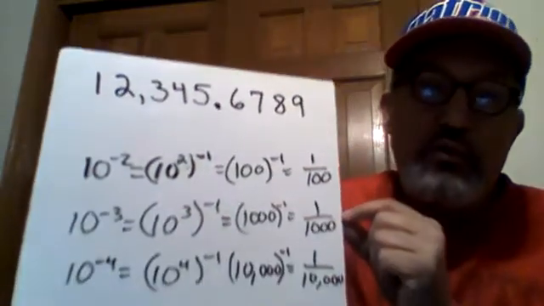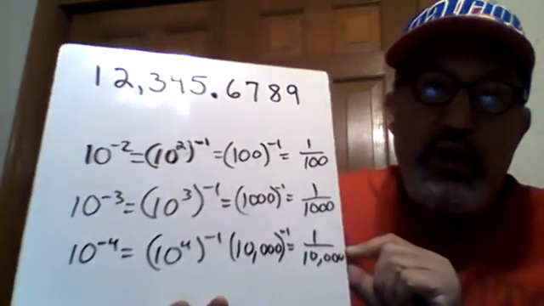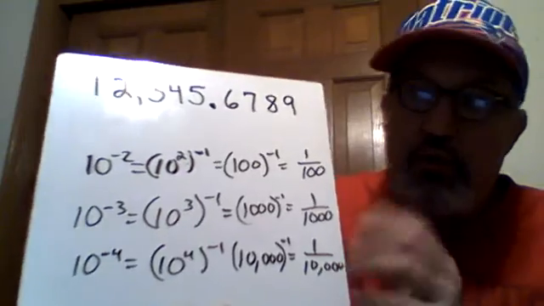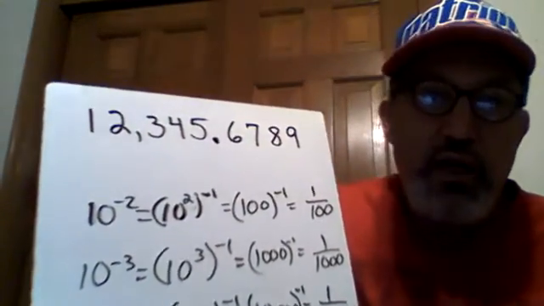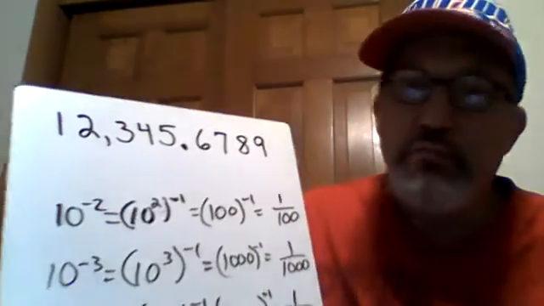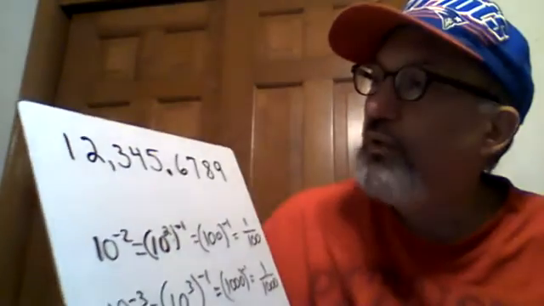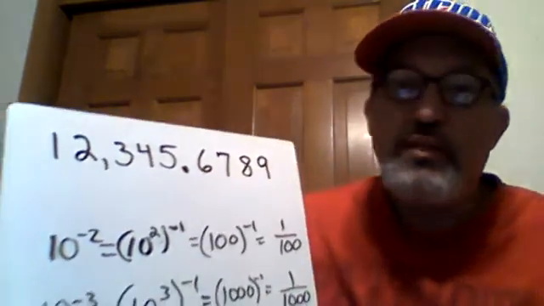1 over 1,000 is 1 over 10 to the third. 1 over 10,000 would be 1 over 10 to the fourth. You could do it either way. Now, I've created a number up here, kind of a nice number. The nine digits in order, 1, 2, 3, 4, 5, 6, 7, 8, 9. I've decided to put a decimal point here.